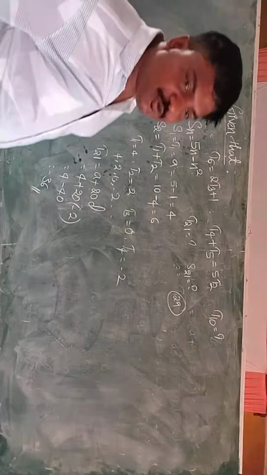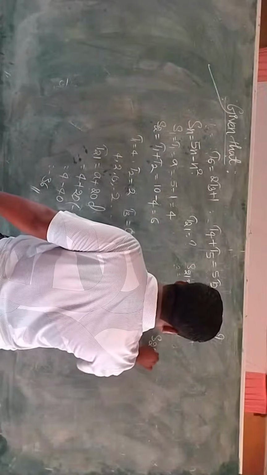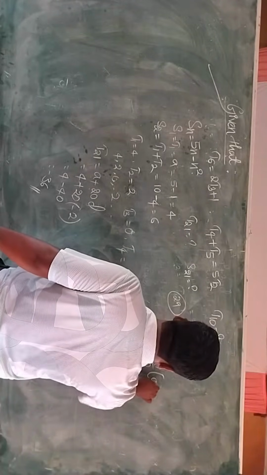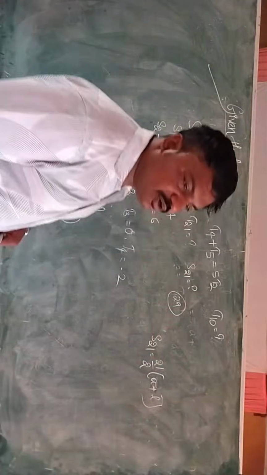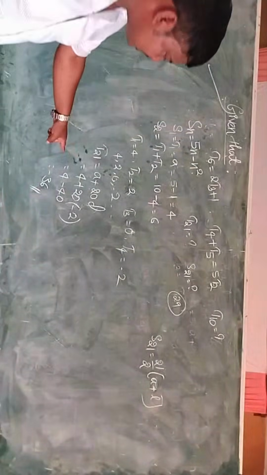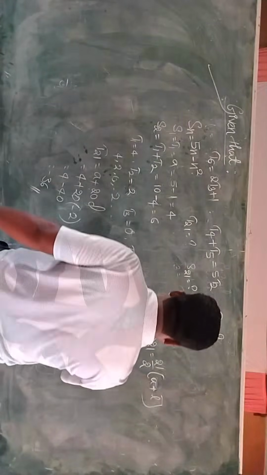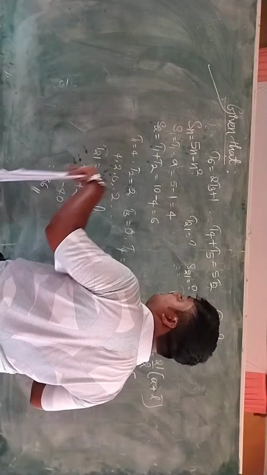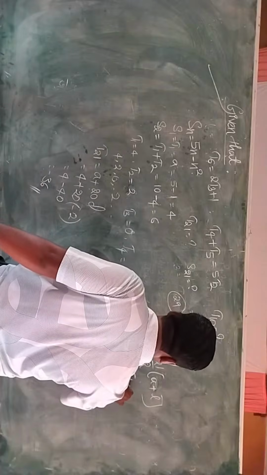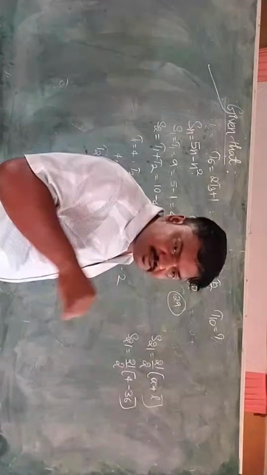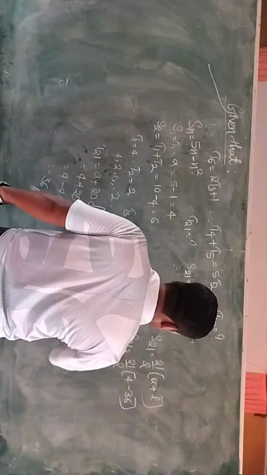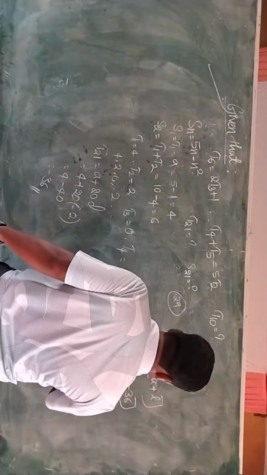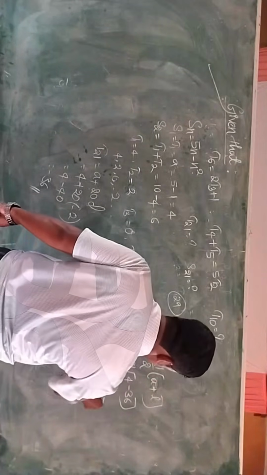Again we are asked to calculate S21. S21 is equal to 21 upon 2 into A plus L. The formula is Sn equal to n upon 2 into A plus L, because the last term we calculated is minus 36. So S21 is equal to 21 upon 2 into bracket 4 minus 36, which is minus 32.